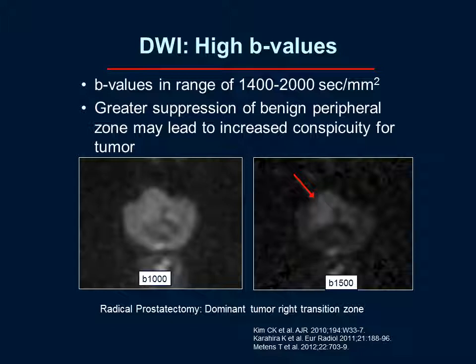This is a patient who had a dominant tumor in the right transition zone on prostatectomy. At B1000, the entire prostate shows increased signal, and the lesion isn't all that apparent. Whereas at B1500, much of the benign tissue now suppresses, and we better appreciate increased signal within the lesion.